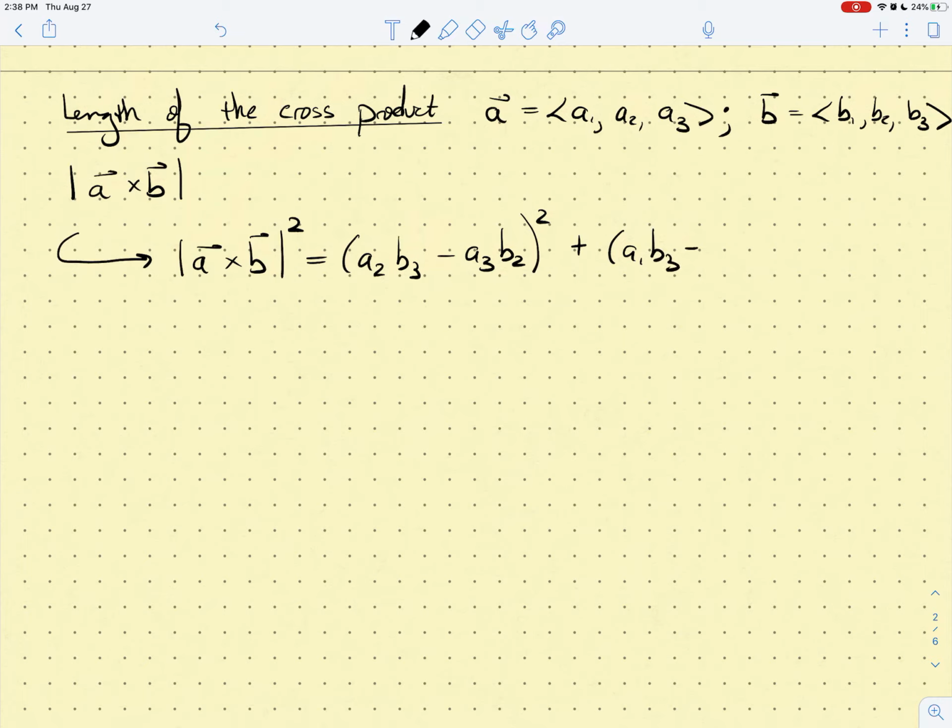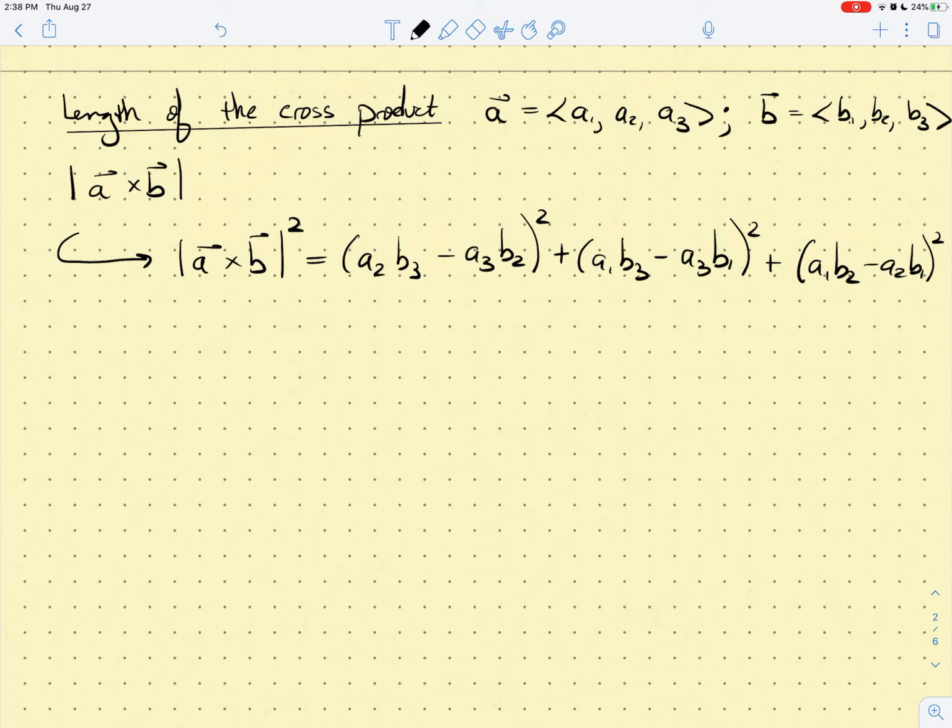A1B3 minus A3B1 squared. I'm going to be tight on space. I can see that already. We'll slide that over. And let's slide all of this over. There we go. Maybe we can squeeze it in. And the last component is going to be A1B2 minus A2B1 squared. Okay, so far so good.